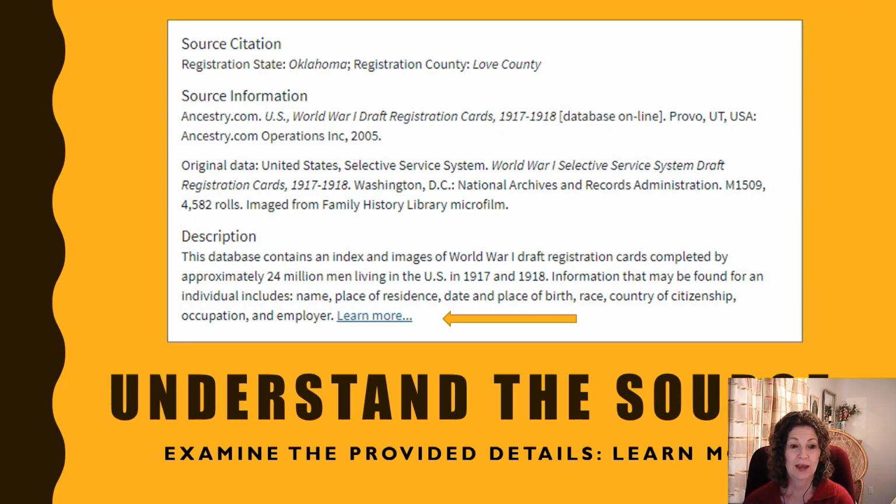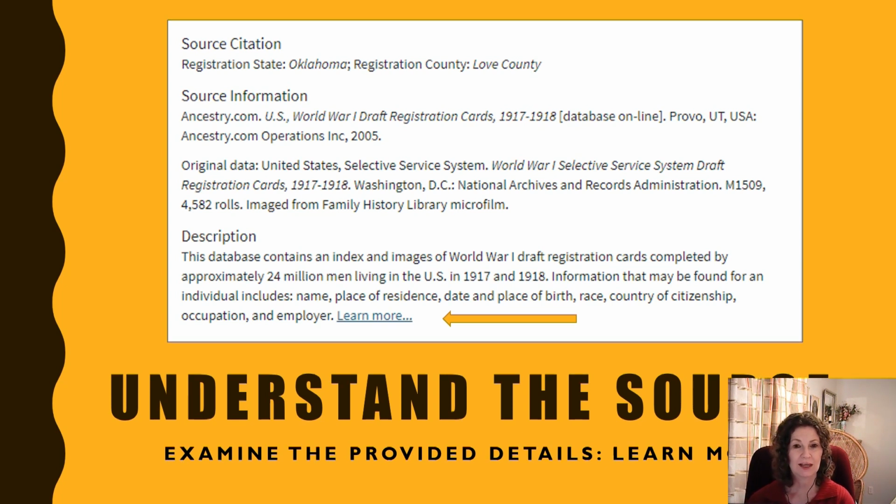So as part of understanding the source, we have to really look through the websites to discover more. And on Ancestry, they have a very simple source citation there at the top, which simply says registration state Oklahoma, registration county Love County. So if you were to see that citation attached to that digital image, or if that was in your research log, that really would not give you very much information, would it? It doesn't have any reference whatsoever about the person or the date, so many things that are left out of that.